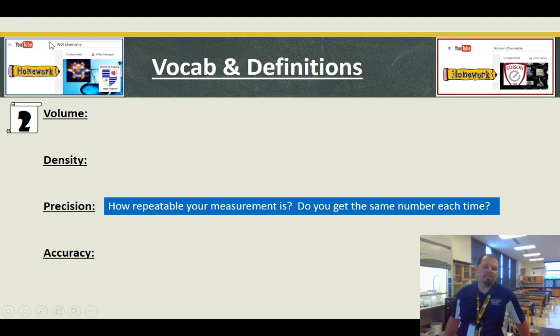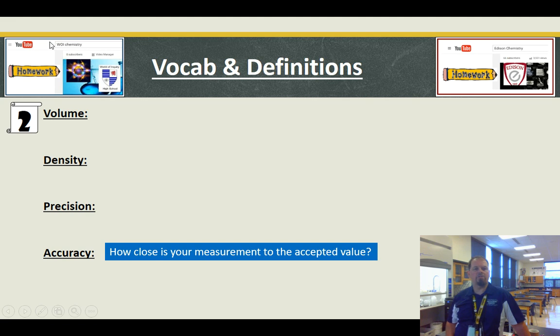They're both similar, but they're not the same thing. Precision is how repeatable your measure is. Do you get the same number each time? The best analogy for precision and accuracy is darts. If you get all of your darts to go into the same area, you are precise. But if you're aiming for the bullseye and you are nowhere near there, you are not accurate. If they go all over the place, then you are not precise. See the difference? Accuracy is how close your measurement is to the accepted value. If you're aiming for the bullseye and you hit the bullseye, you are accurate. So it's good to be both.